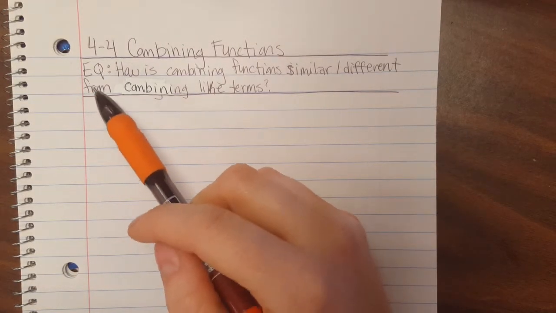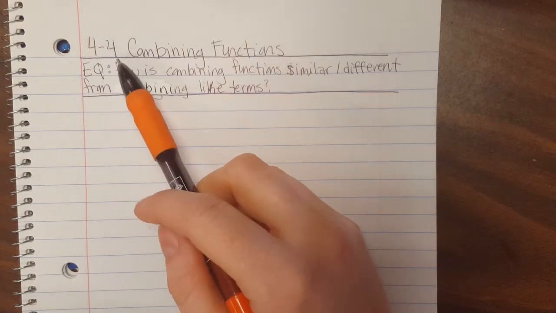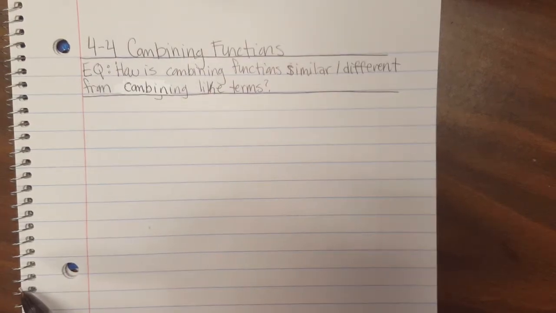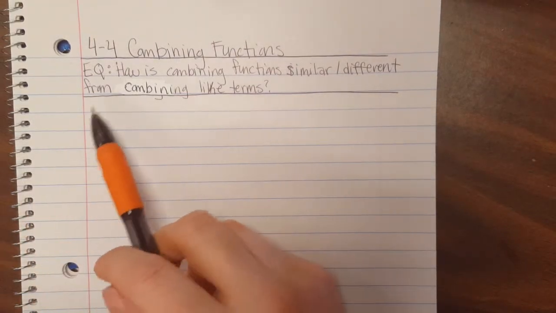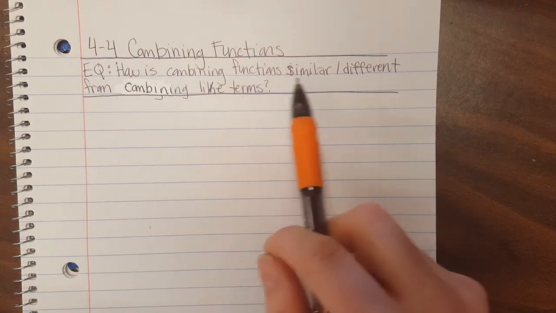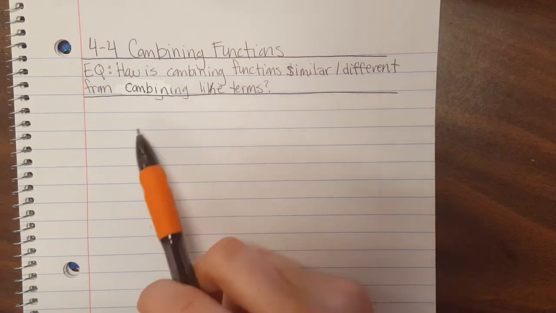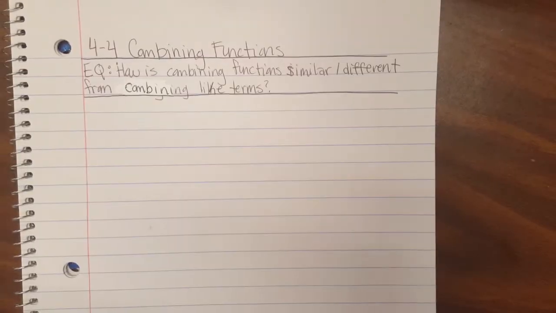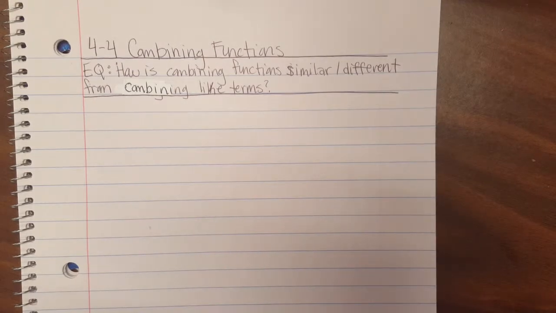Okay, if you will label your notes, please. 4-4, combining functions. The essential question is, how is combining functions similar or different from combining like terms? Give you a second to make sure those are titled.